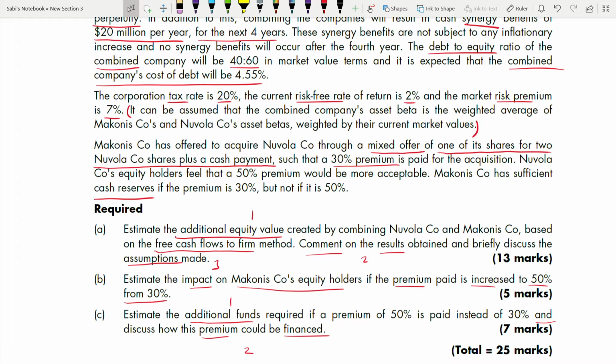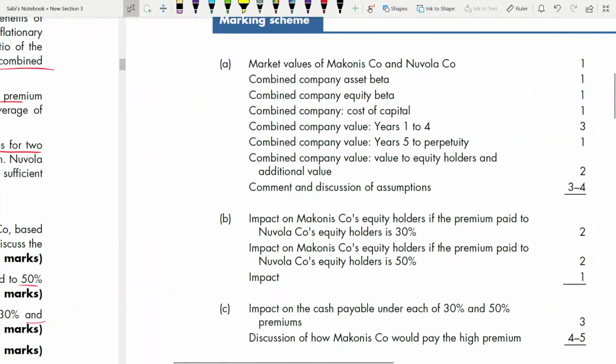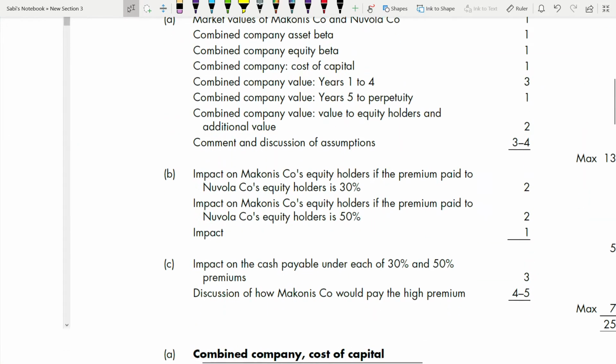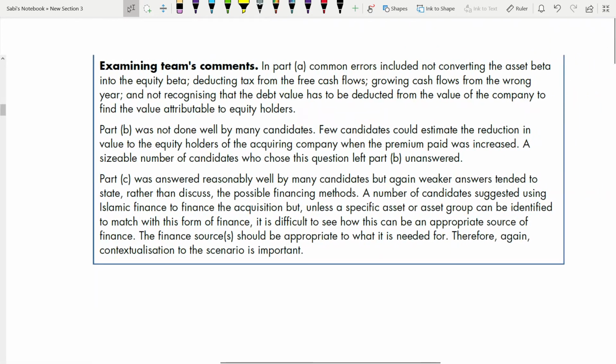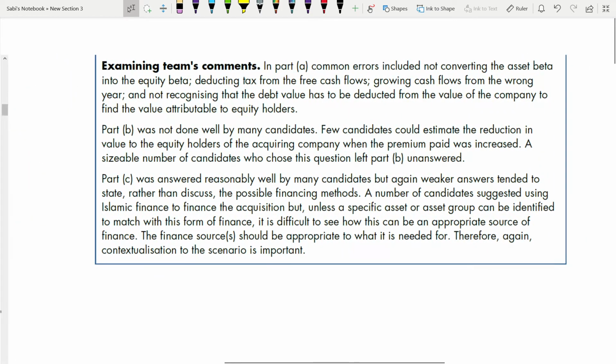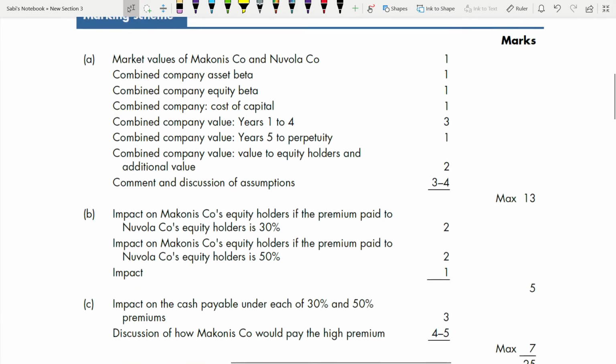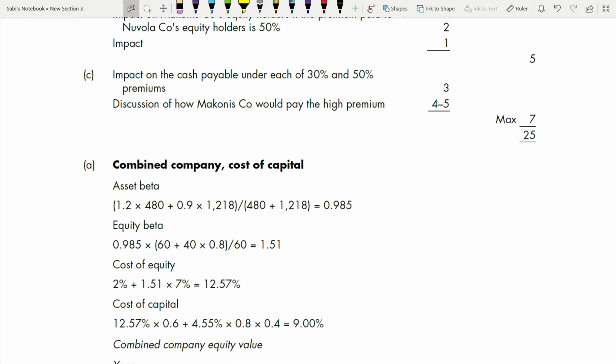Now coming to the first part, you have to find the additional equity value using free cash flow to firm, and then comment on the results and the assumptions made, right? If you see, this marking scheme is quite a lengthy marking scheme, right? And also, I'm going to go through the examiner's team comment at the end of this video. It's very, very important that you go through this. You cannot miss out on this.